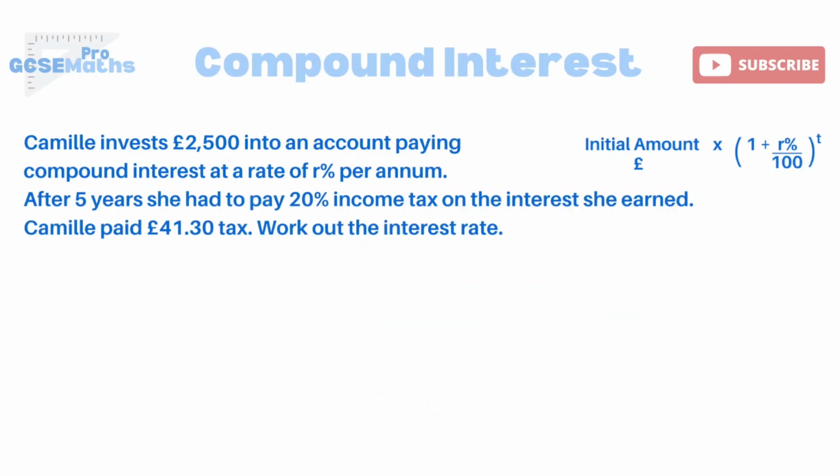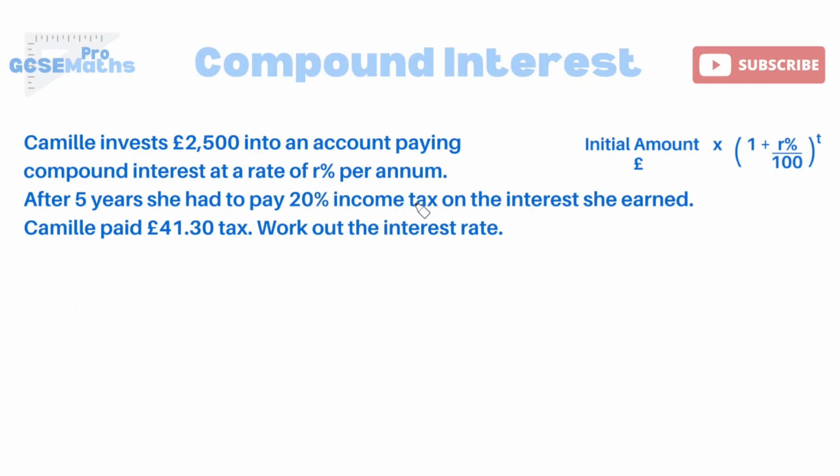Okay, this one's kind of similar, but there's just a little bit more to it, so it's a little bit harder. Camille invests $2,500 into an account paying compound interest at a rate of R% per annum. After 5 years, she had to pay 20% income tax on the interest she earned. Camille paid £41.30 tax. Work out the interest rate. So it's kind of the same question in terms of the fact that we need to work backwards to find R.